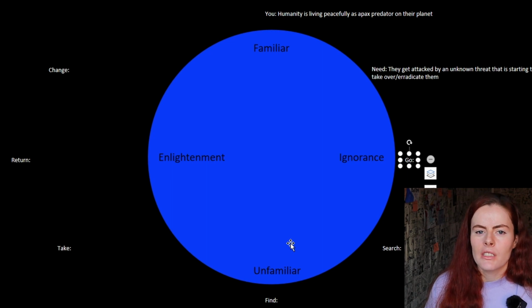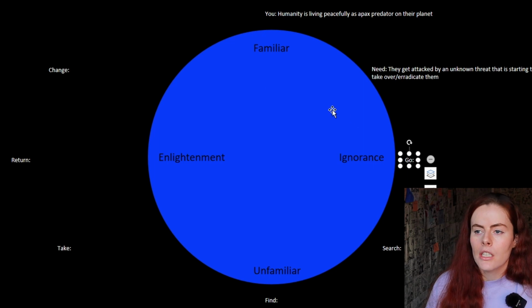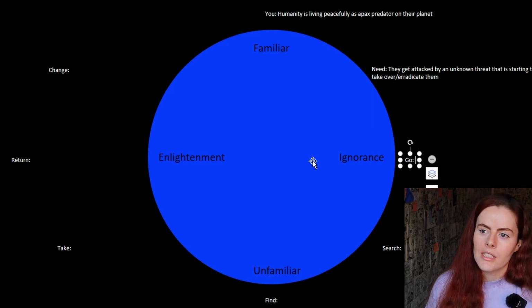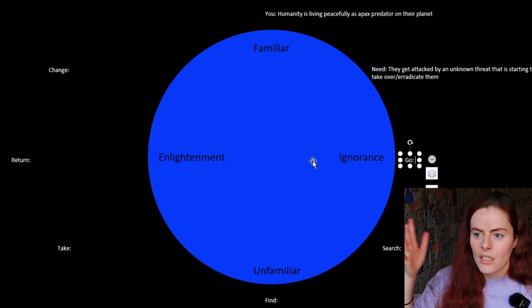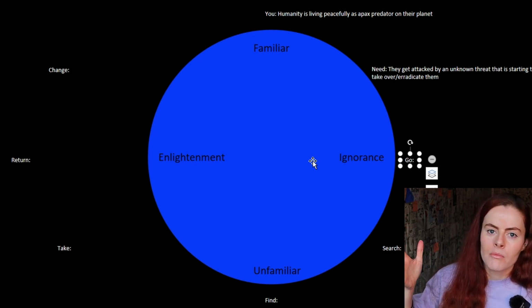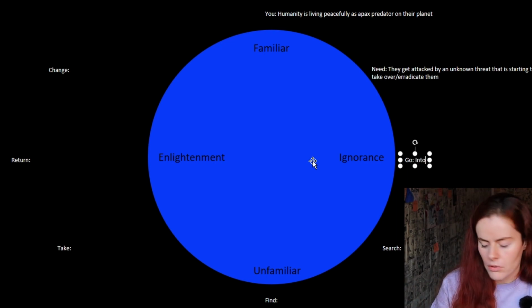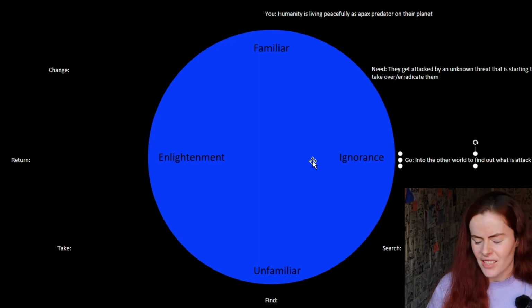So what if I do that in the actual literal sense? We say we have the human world, we start out there and then go over into the unfamiliar world. The threat has to come from somewhere, right? It's supposed to be an alien threat, not necessarily coming from the sky, but it does come from outer world. So they go into the other world to find out what is attacking them. And there, that's the question.